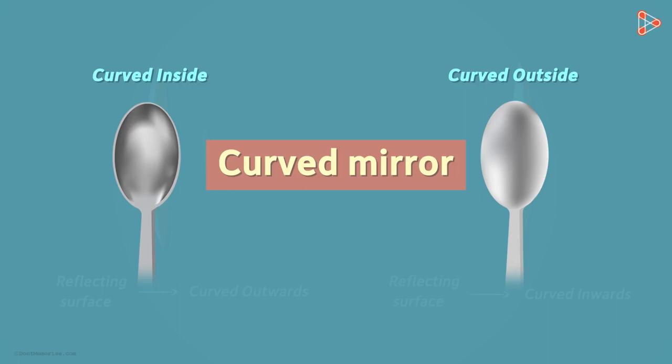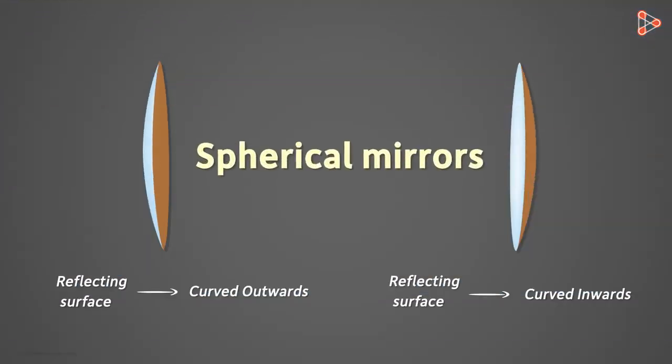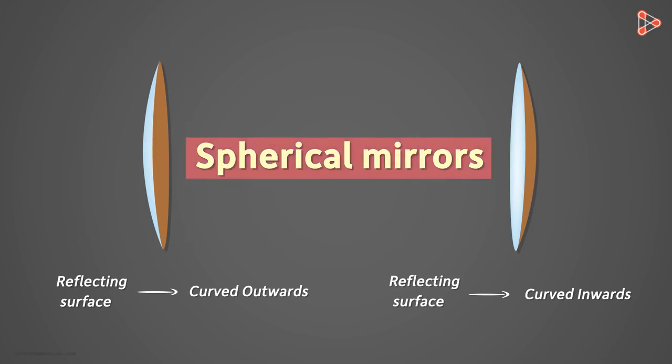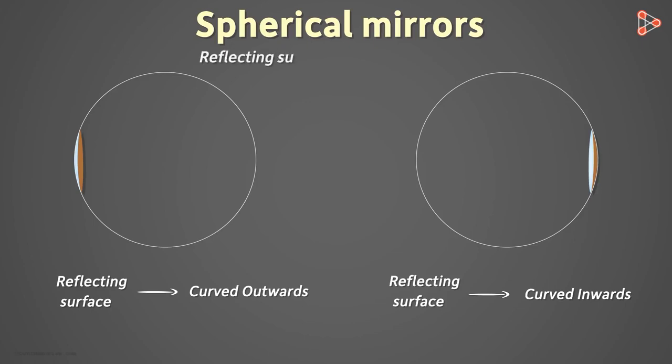Now the specific types of curved mirrors that we are interested in are called spherical mirrors. In fact, these two mirrors are spherical. Well, they look nothing like a sphere. But then why are they called so? They are called spherical mirrors because their reflecting surface is a part of a sphere. You can clearly see that the reflecting surfaces of both the mirrors form a part of the sphere.